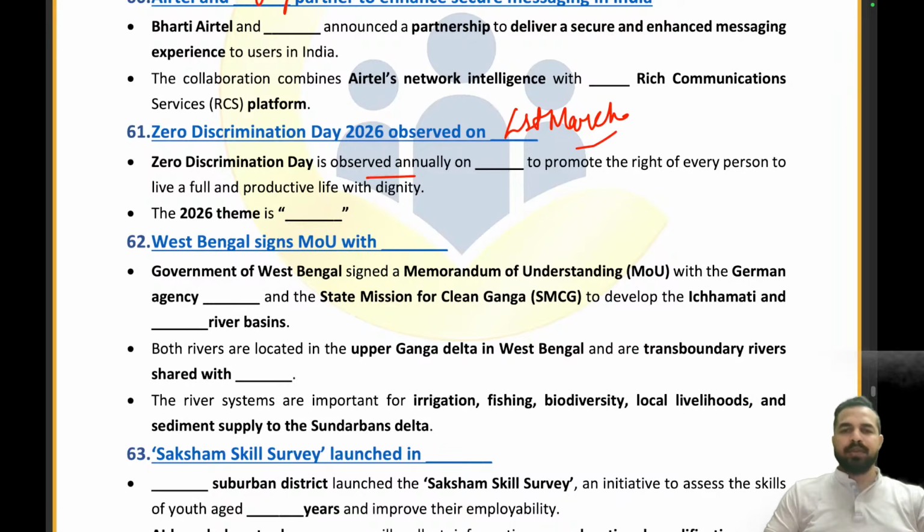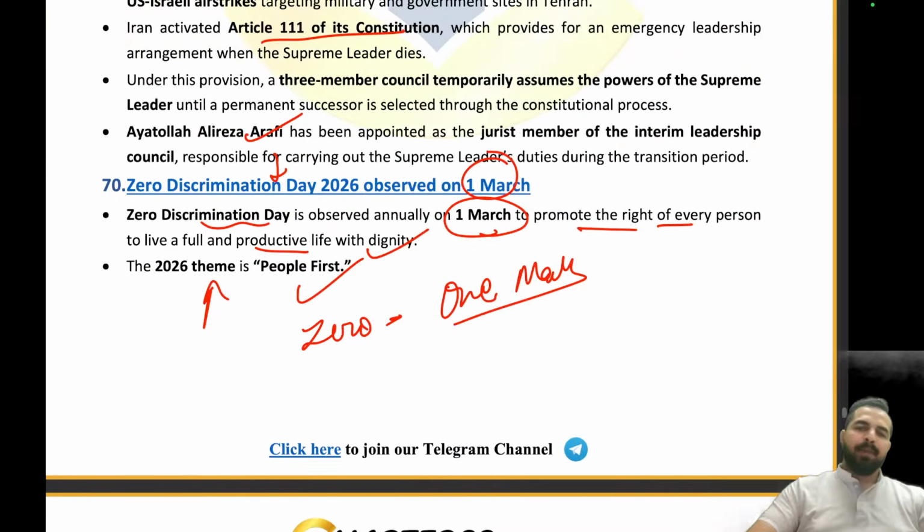Zero Discrimination Day is observed annually on 1st March to promote the right of every person to live a full and productive life with dignity. And what is the theme? People first. People first is the right answer.